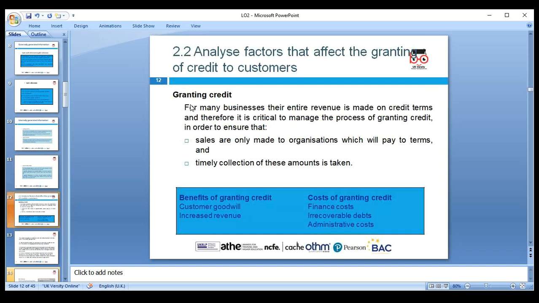Okay, then 2.2, we can look at the benefits of granting credit.